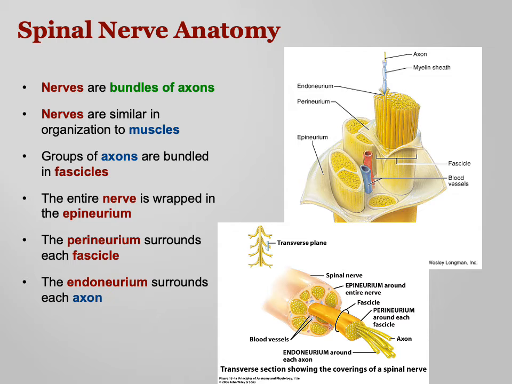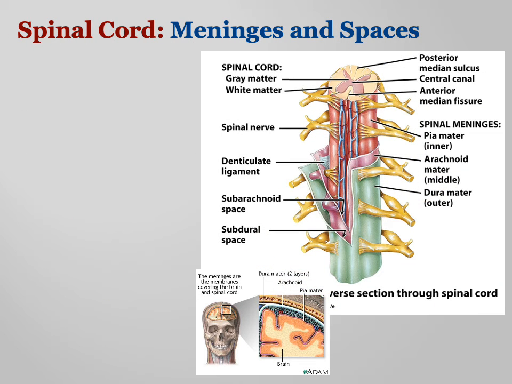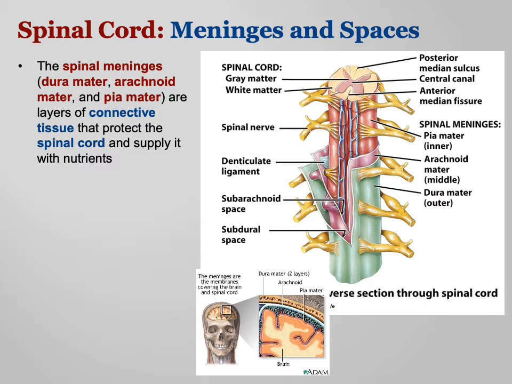All right, so let's note then that the spinal cord is covered by protective tissue. Makes sense. The nervous system is very important. It's doing important things for you, so it needs some protection. The spinal meninges, there are three of them, the dura mater, arachnoid mater, and pia mater, are layers of connective tissue that protect the spinal cord and supply it with nutrients. We've mentioned the meninges early on in the semester, and now we're having to learn the specific names. So dura mater, again, dura means tough, mater means mother.